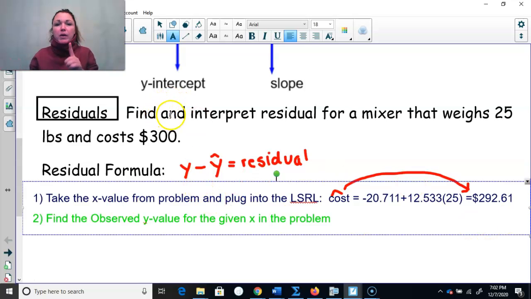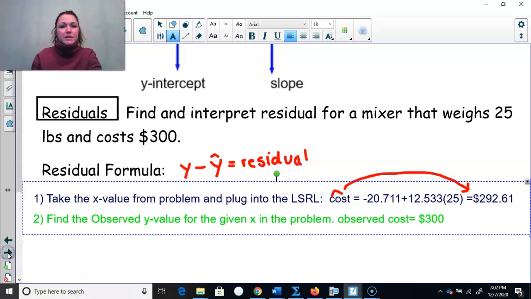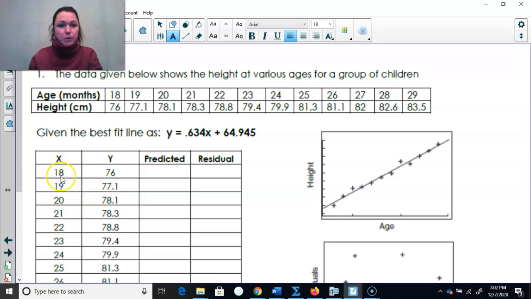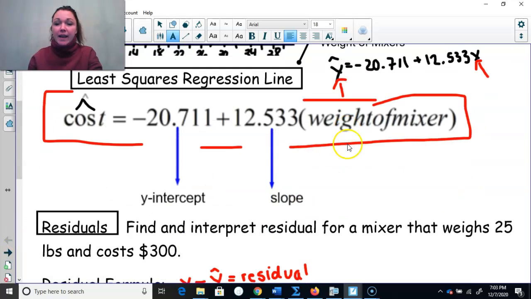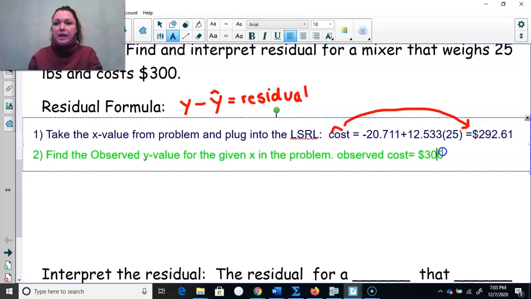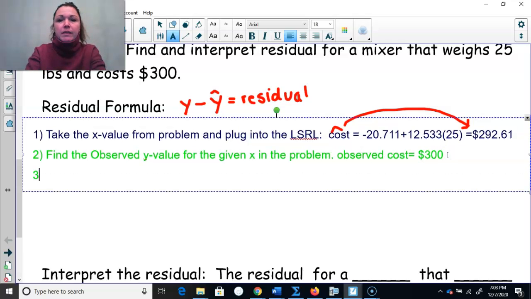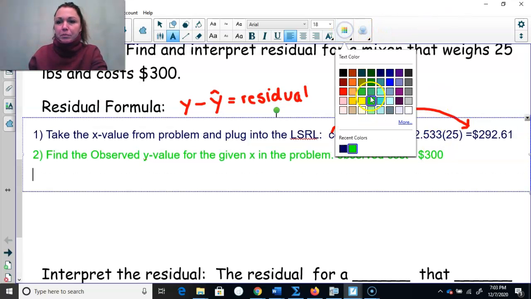So we know that for a mixer that weighed 25 pounds, it cost $300. So the actual observed y was equal to $300. So it gave it to us in the problem, but sometimes it gives it to us in a table. So something like this, where we'd have to go find the x value up here and find that y value. Okay, next, step 3. We're going to use the formula to find the residual.